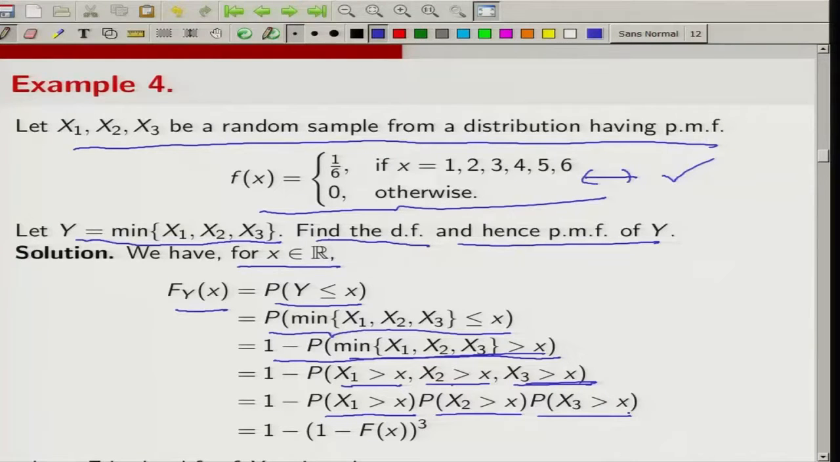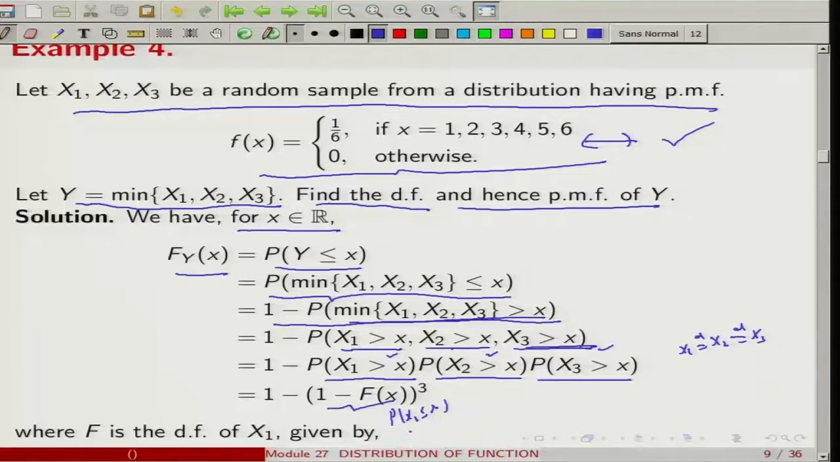But each of them has the same PMF. So, that means all three quantities would be the same, because x1 has the same distribution as x2, and x2 has the same distribution as x3. So, that is why this would be the same as 1 minus probability x1 less than or equal to x, which is 1 minus F(x) whole cube.